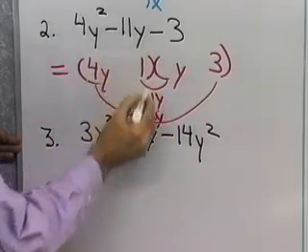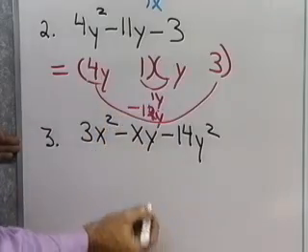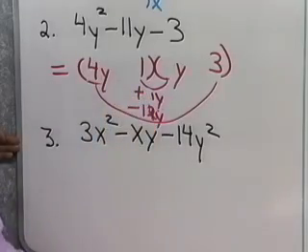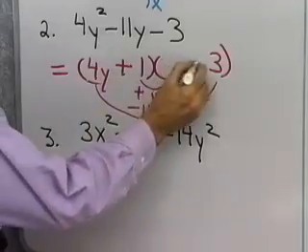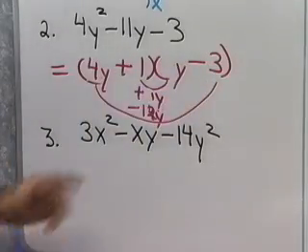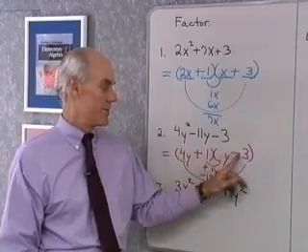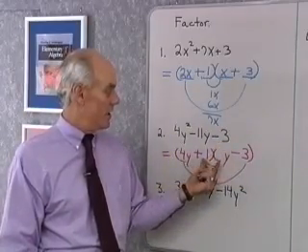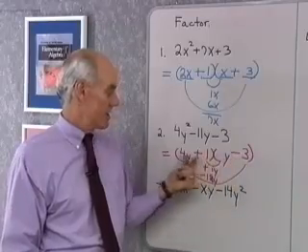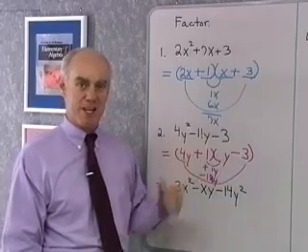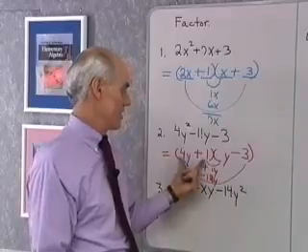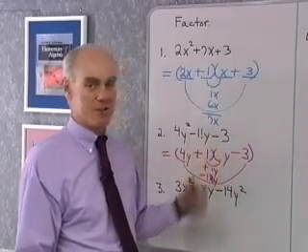Since this is minus 11y, I want my 12y to be negative and my 1y to be positive. So I'll make that positive and that negative. And let's see if I've got this right. 4y times y will give me 4y squared. 1 times negative 3, negative 3. Inside is 1y, outside is negative 12y, and sure enough, those add up to negative 11y. So these are, in fact, the two factors of this polynomial.